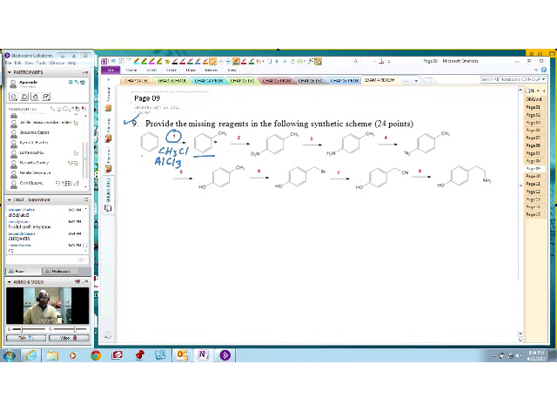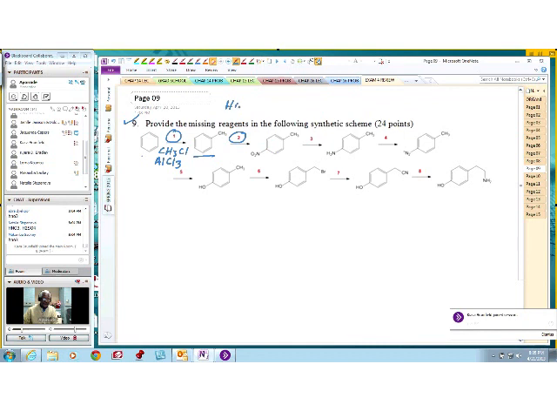Okay, now we want to go from toluene to p-nitrotoluene. What reagent do we need here? This will be a nitration reaction. Okay, nitric acid in the presence of sulfuric acid. Excellent, that is correct. Nitric acid in the presence of sulfuric acid. And this is another example of electrophilic aromatic substitution reaction.